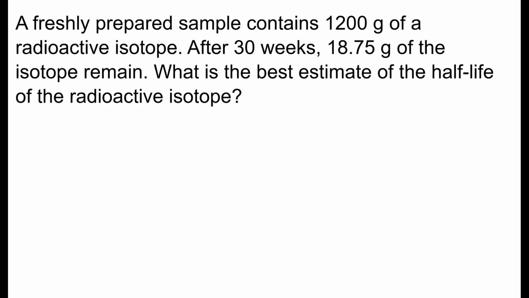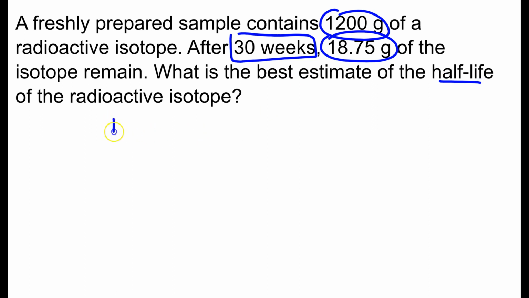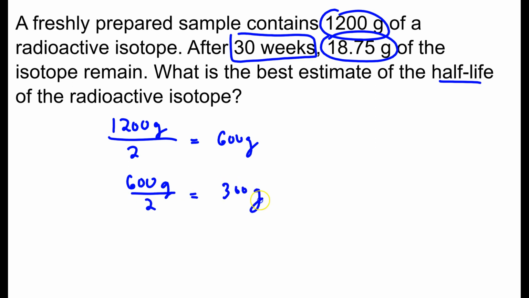Here is the final question. A freshly prepared sample has 1,200 grams of a radioactive isotope. 30 weeks pass, and 18.75 grams remain. What is the best estimate of the half-life? So this is a similar procedure. You start with 1,200 grams, you divide by 2, and what do you get? 600. You take your 600, you divide by 2, that's 300. Take your 300 grams, divide by 2, and that's 150.